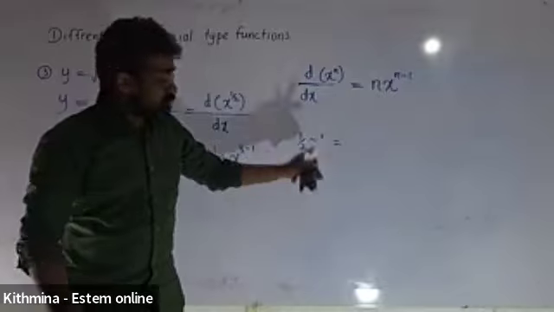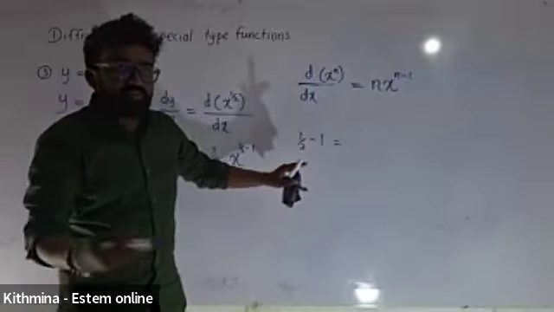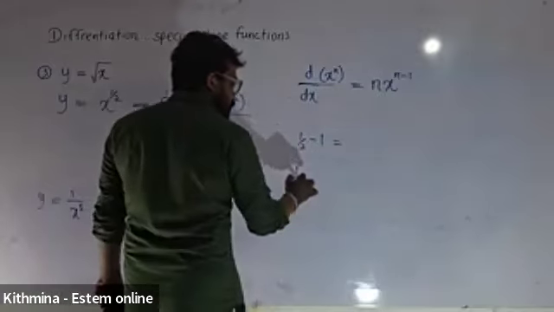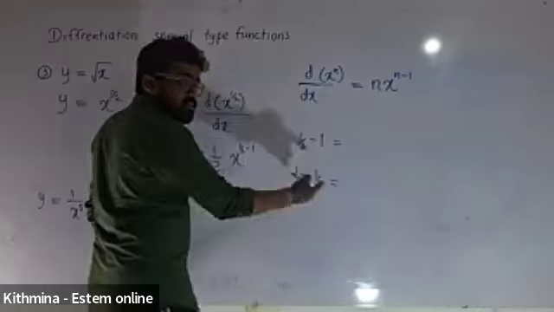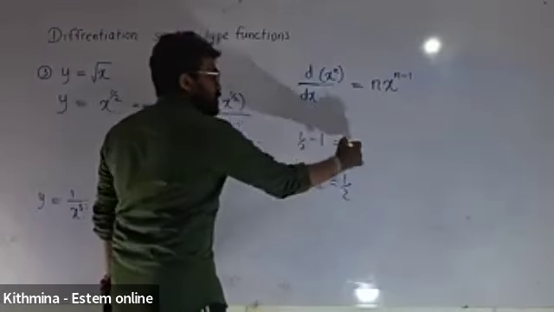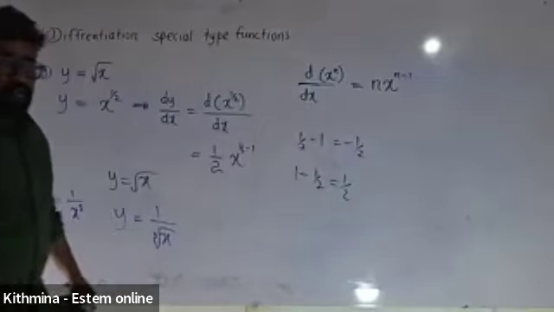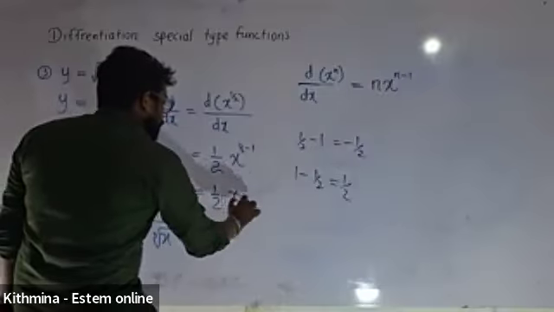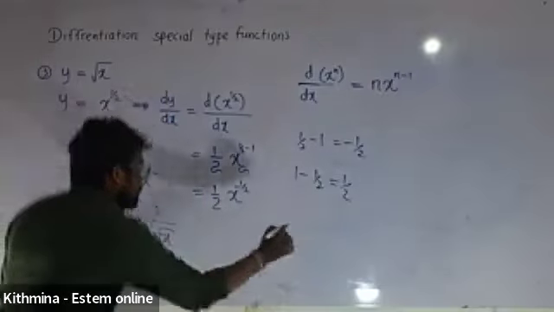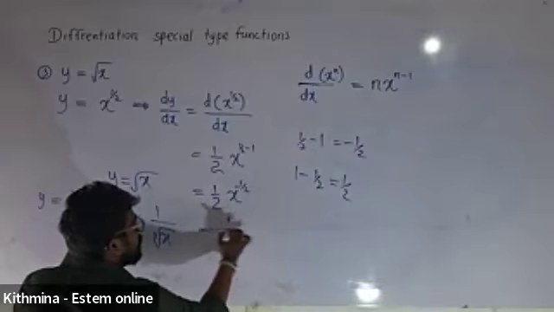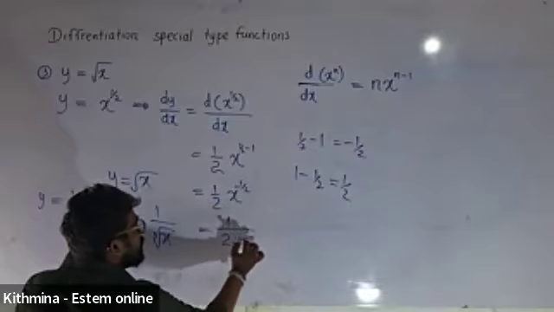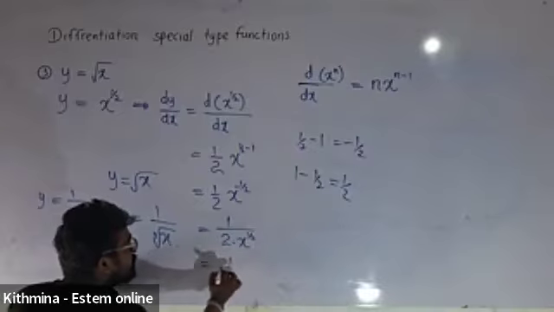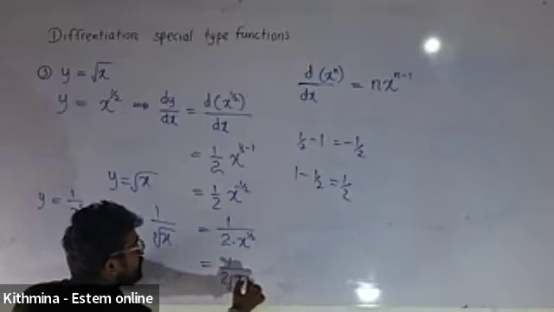If you don't know, keep this in mind from this moment. What is the answer of half minus 1? Directly say it. We know 1 minus half is half. Then half minus 1 is minus half. Okay, directly get those things. Then half x to the power minus half. That means 1 over 2 multiplied by x to the power half. The final answer is 1 over 2 root x.